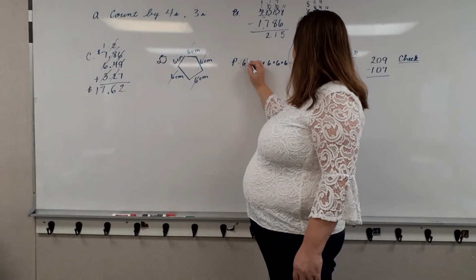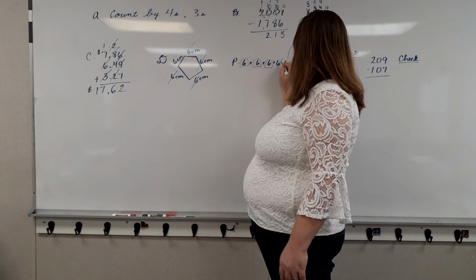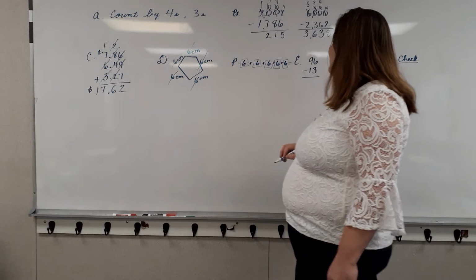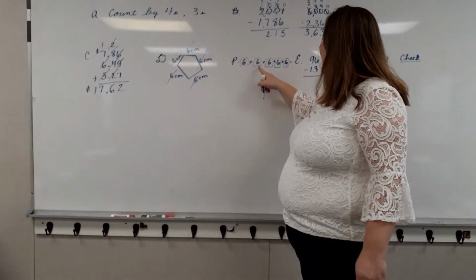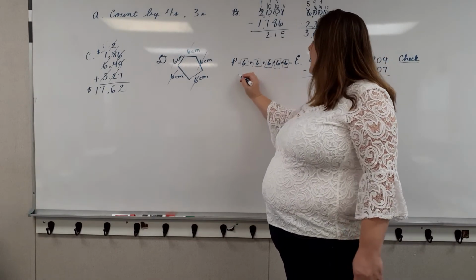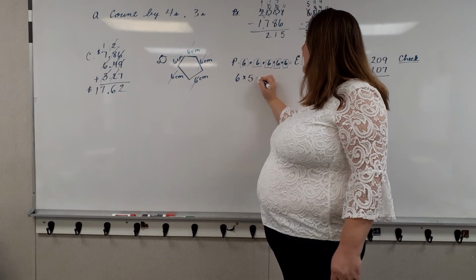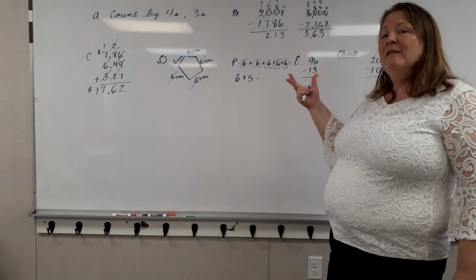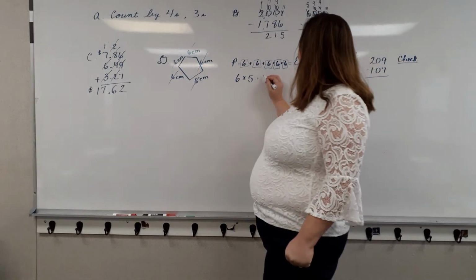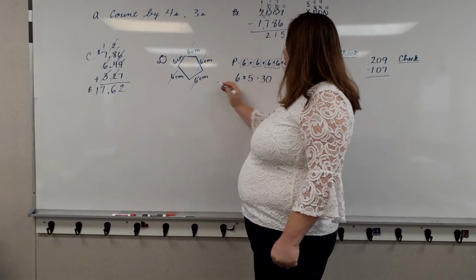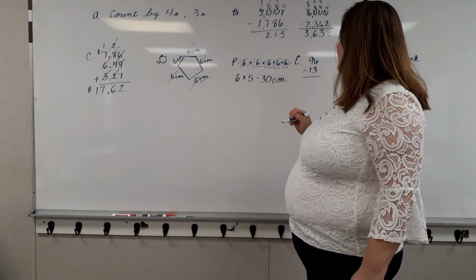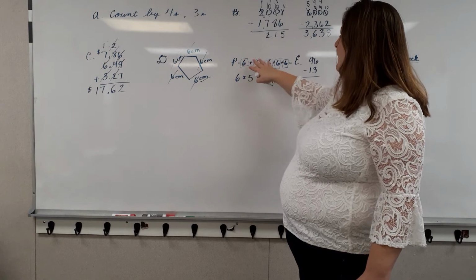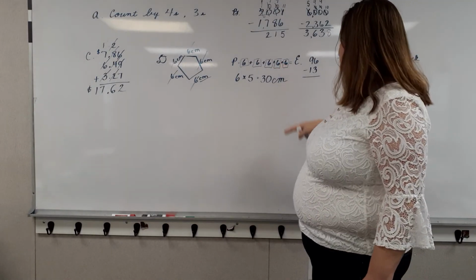Now, who knows something that would make this a whole lot easier than adding 6 plus 6 plus 6 plus 6 plus 6? We could do 6 times 1, 2, 3, 4, 5. 6 times 5. Now, we know if we multiply by 5, the answer is not too difficult. 5, 10, 15, 20, 25, 30. 6 times 5 equals 30. And we are working with centimeters. 30 centimeters. You would get the same answer if you added all the 6's.